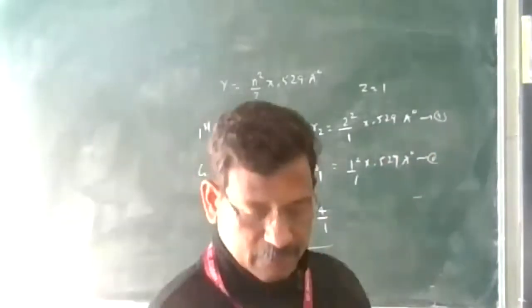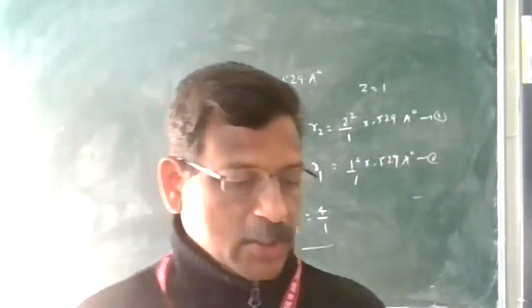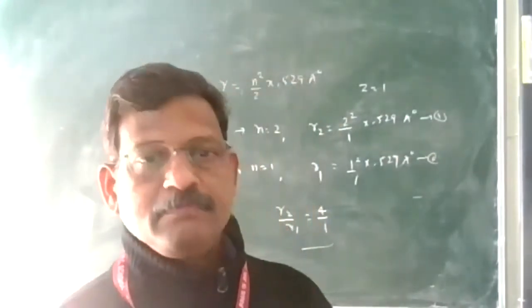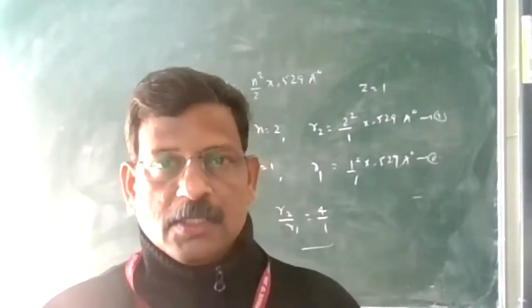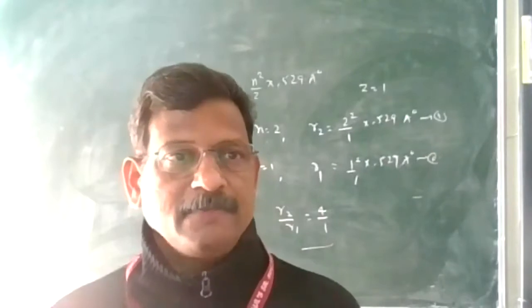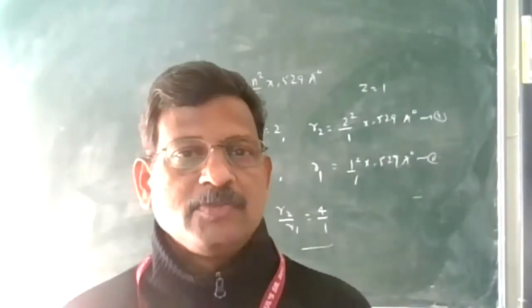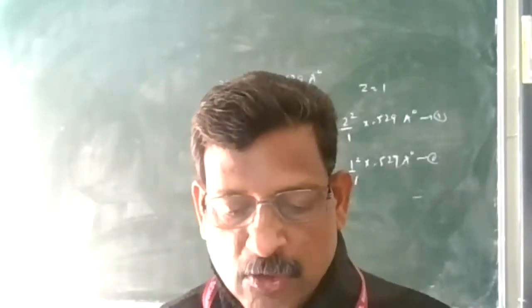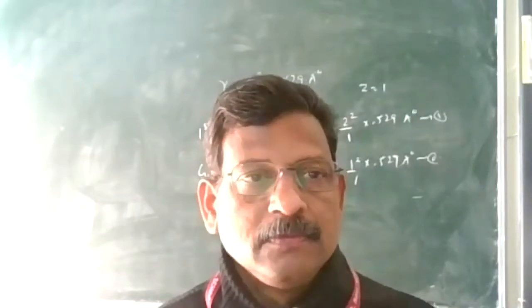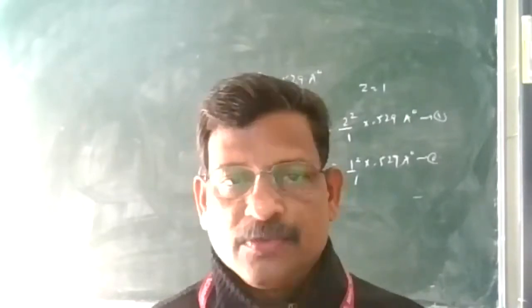One more question. Next question: calculate the third orbit of hydrogen atom and the energy of the electron in that orbit. You know the values, and the ready-made equation you can write. Calculate the third Bohr's orbit radius and the energy corresponding to that orbit.